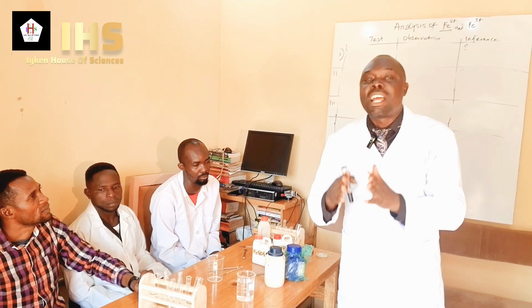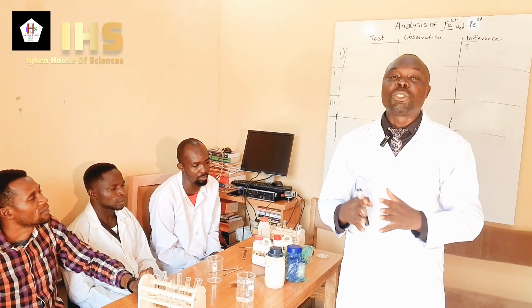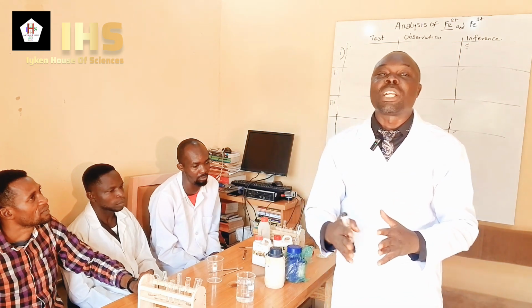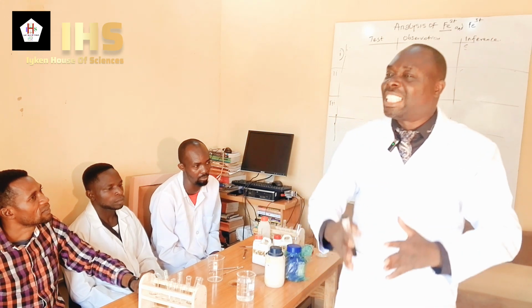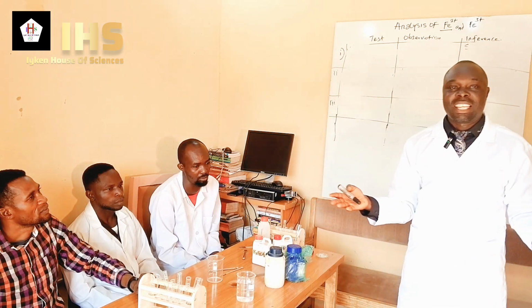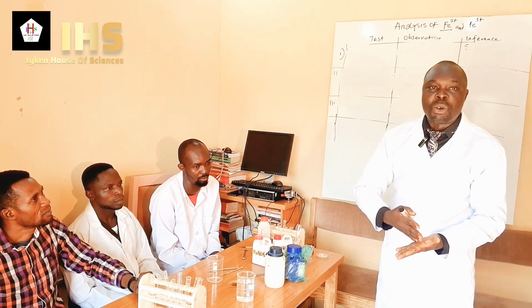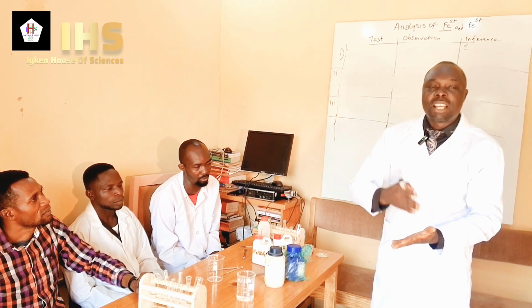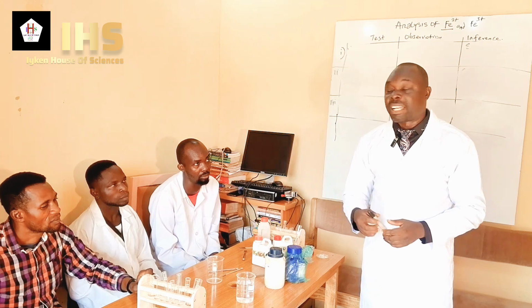One thing is that iron 2 is not stable. Iron 2 changes to iron 3 because of oxidation. Iron 2 easily oxidizes to iron 3. So it's good that we distinguish between them, so that we know that there is iron 2 and there is iron 3. So we start now. We are going to look at iron 3 right now.